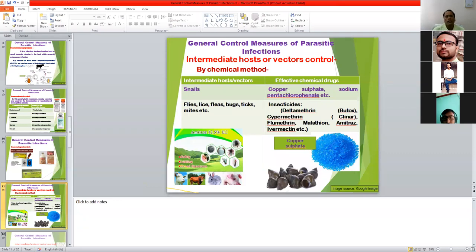And then some ectoparasites act as a vector of various parasitic and other bacterial and viral diseases. So flea, fly are controlled by various insecticidal or acaricidal drugs, which ultimately control these vector-borne diseases. This is the copper sulfate to control the snails. This is the Mithras. This is the chemical drug to control tick, mite, lice. So this is the insecticidal or acaricidal drug.